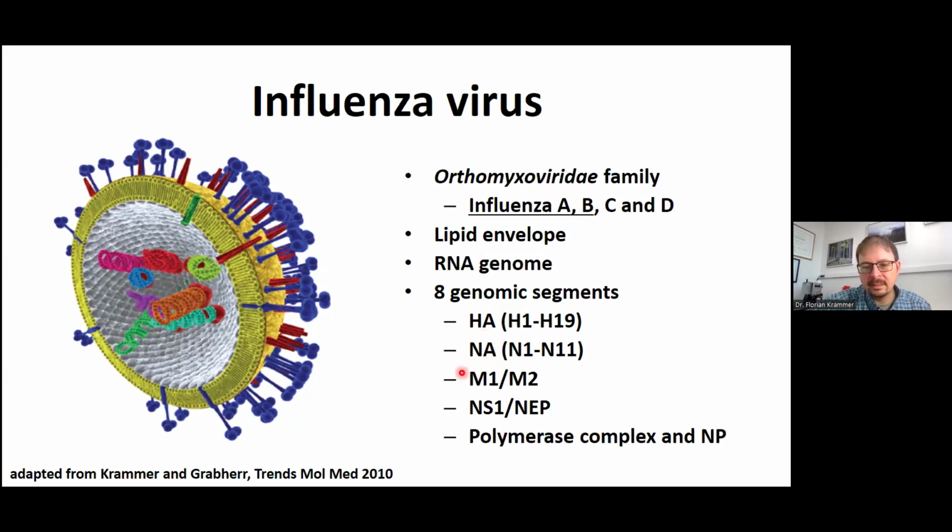And then another genomic segment encodes for the matrix proteins. Then we have another one that codes for the non-structural protein. And then we have 4 more segments that code for the polymerase complex and the nuclear protein.